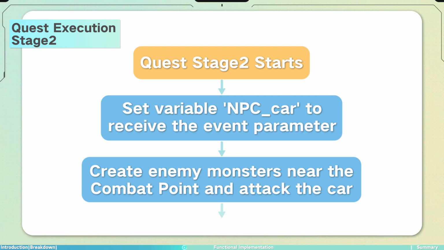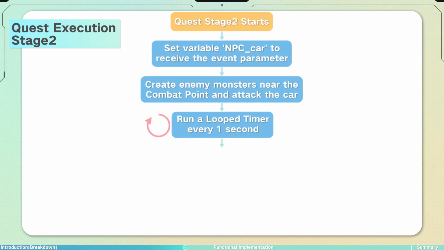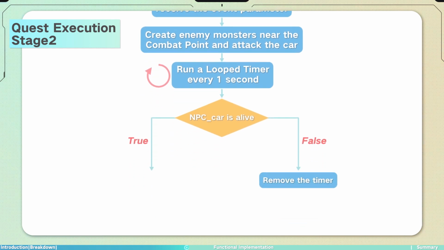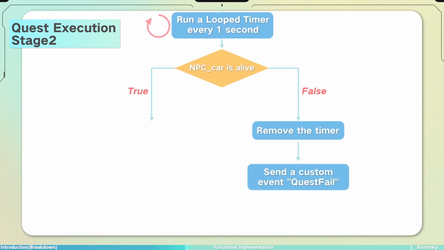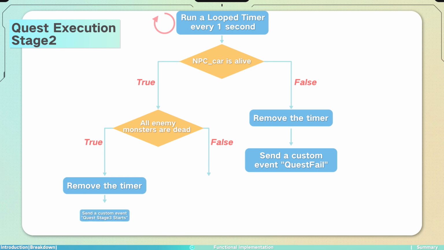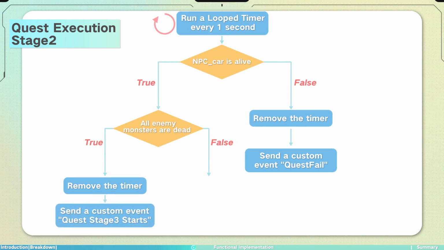Same as before, we use timer and if condition to check whether the car is alive every 1 second. Remove the timer and send the custom event quest fail if the car is dead. When the car is alive, add another if condition to determine whether all the enemy monsters are dead. Remove the timer and send a custom event quest stage 3 starts when it is true.